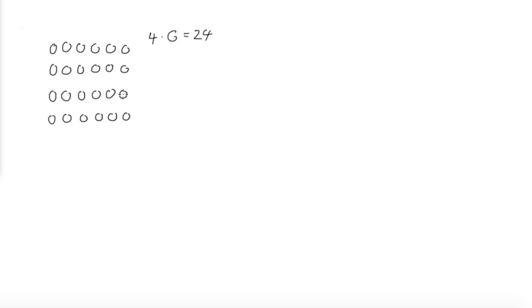Okay? We can verify that by counting each dot. 1, 2, 3, 4, 5, 6, 7, 8, 9, 10, 11, 12, 13, 14, 15, 16, 17, 18, 19, 20, 21, 22, 23, 24. So 24 dots, or 24 circles, all right? And you could say it's groups of 6, or you could say it's groups of 4. But let's just say we didn't know what it was. Let's say we didn't know that 4 groups of 6 equaled 24, or 6 groups of 4 equaled 24. So let's say that we had just the 24.